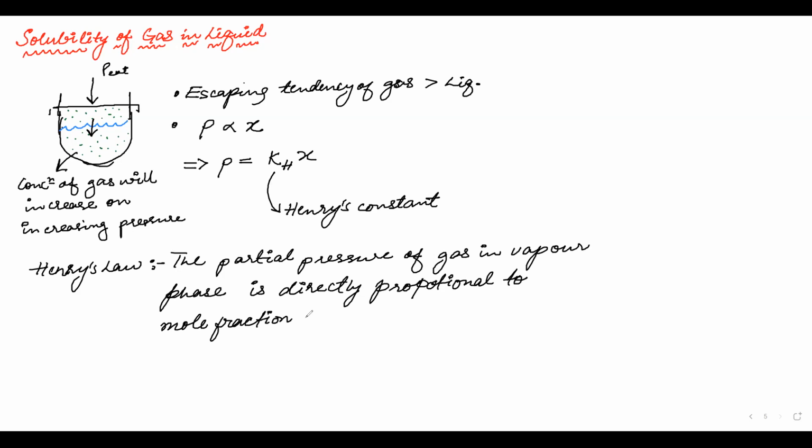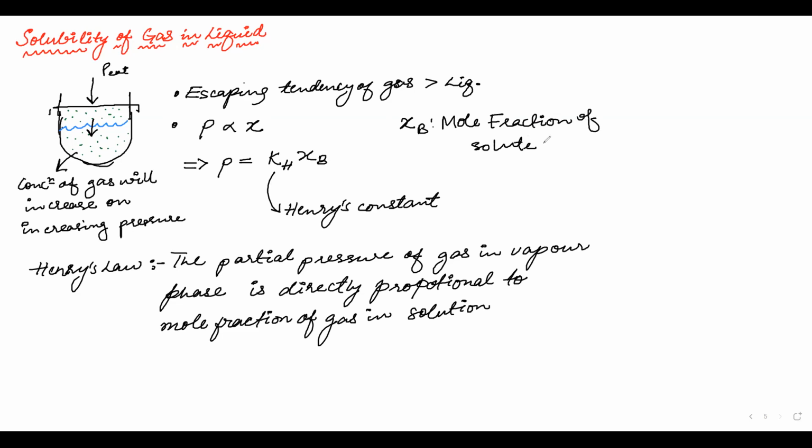So I can write this chi as chi b. Why chi b? Because b denotes the mole fraction of solute. In the exam also you can write chi b, but you have to define that chi b is the mole fraction of solute, that is gas.